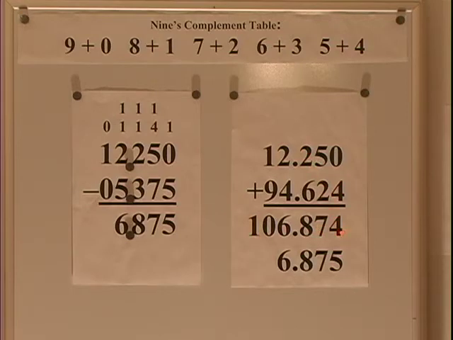106.874. And then my final step is when I take this 1, leftmost digit, add it to the rightmost digit, I get 6.875. Okay, get the same thing. For a decimal fraction, all the numbers are the same.